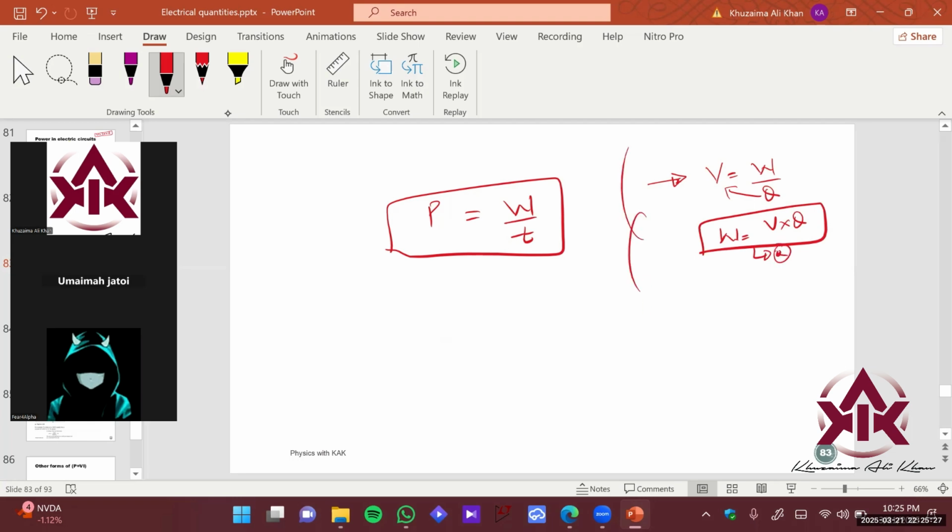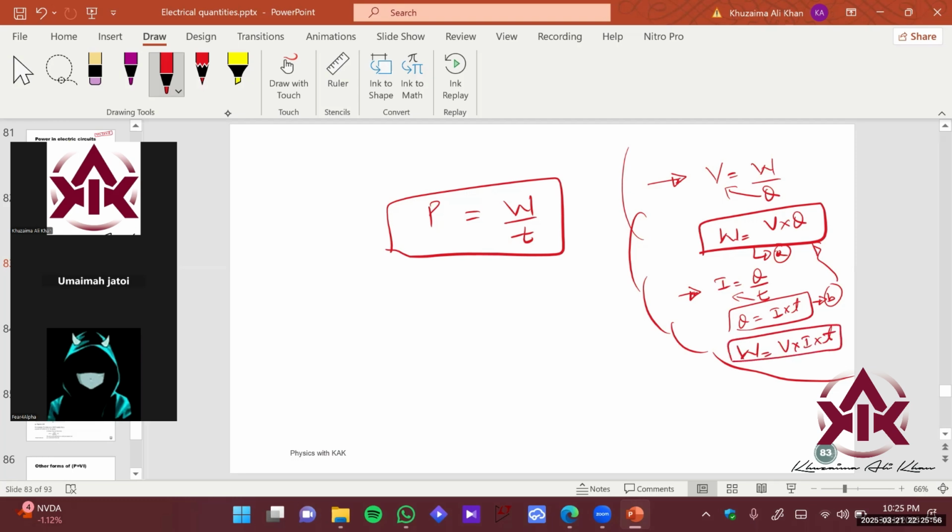Now, if you recall the formula of current, what was current? Current is the rate of flow of charge. So how can I make Q the subject? I can send T there. So Q is I into T. So I have this second equation here. I can substitute the B equation into the A equation. Therefore, I get that work done is equal to voltage into current into time. So I have this equation of work done containing only the electrical quantities. This is equation number C.